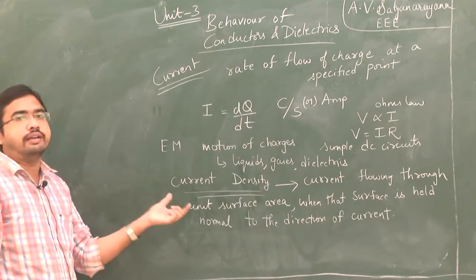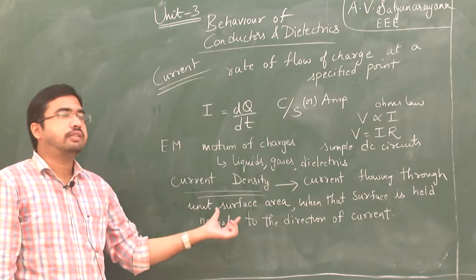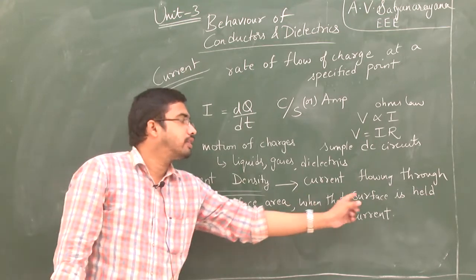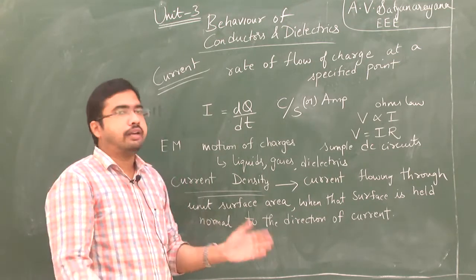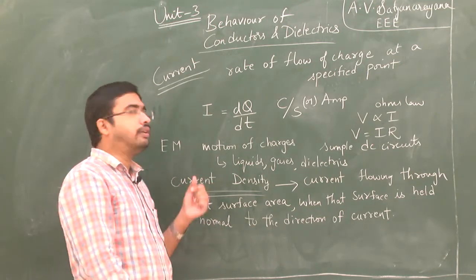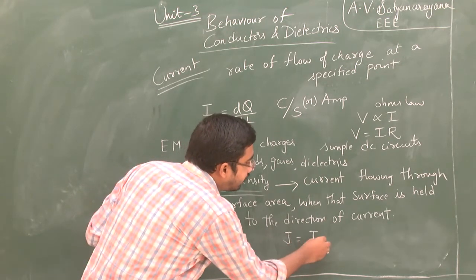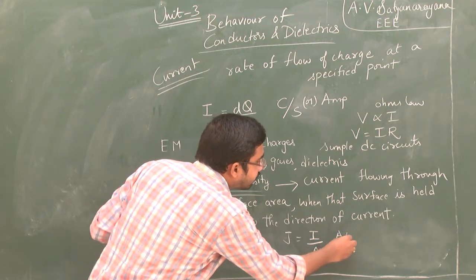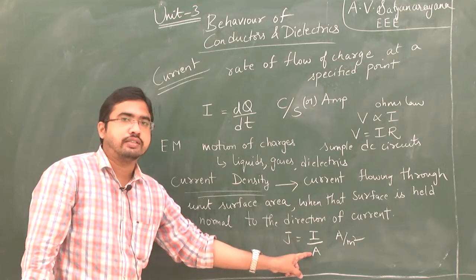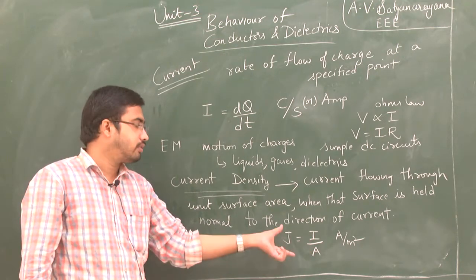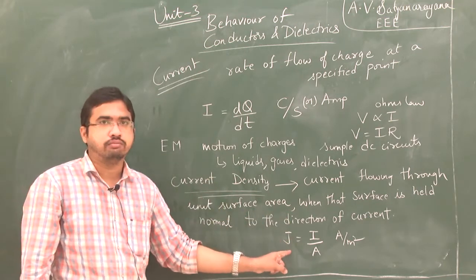Okay, so current density is defined as the current flowing through unit surface area when that surface is held normal to the direction of current. That means current by area is called simple current density, which is denoted as J equal to I by A, amperes per meter square. That means current flowing through unit surface area is called current density. It is only the magnitude of this J. Current density is denoted as J. Okay.